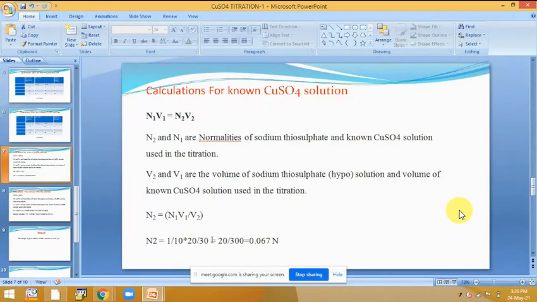After this calculation, the N2 value we get is 0.067 N, that is mole per liter. This is your hypo solution concentration, that is the standardization of the hypo solution. First, we standardize the hypo solution, for which we get 0.067 N.